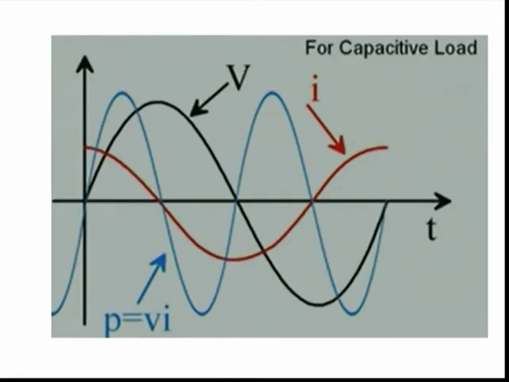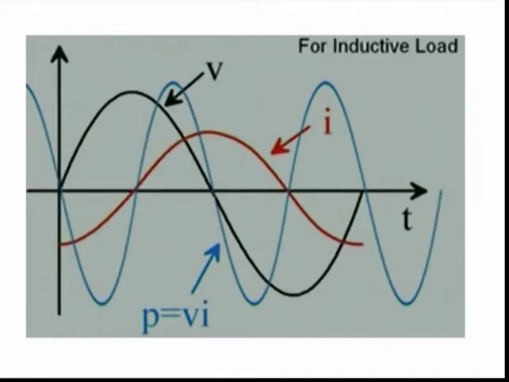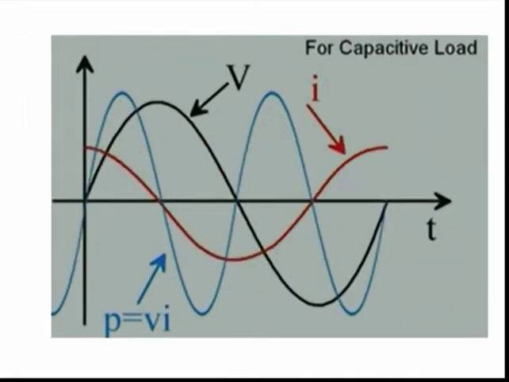For capacitive load, as we have discussed, the voltage waveform is black, the current waveform is red, and the instantaneous power waveform is blue. Again, similar to the inductive circuit, in the capacitive circuit also the blue waveform is similar. The only difference is earlier it was negative first and then it became positive. Here it is positive first and then it becomes negative.